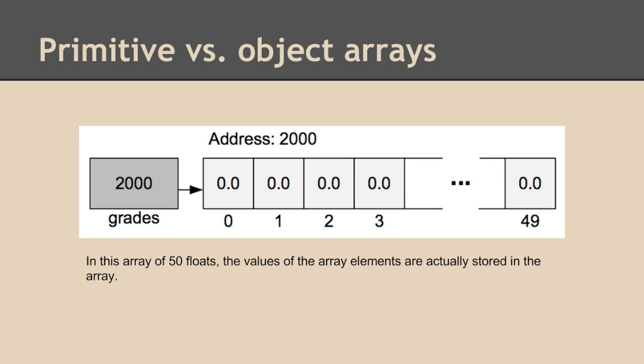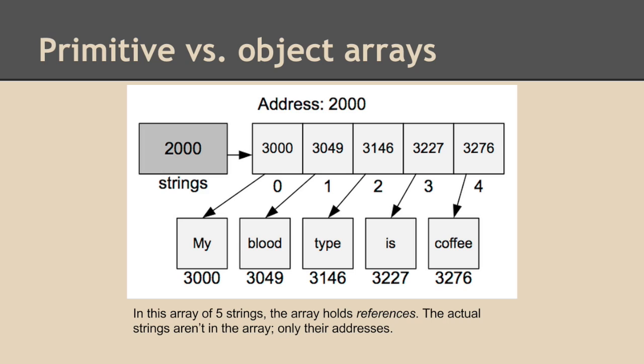Here's a picture of a primitive array. This is an array of 50 floats named grades, so this is one of the figures from the text. And all the values are stored directly in the array. So there's 50 slots, 50 floats. They're actually stored in the array. On the other hand, if I have an array of strings, like this array of 5 strings, the array actually holds references. So each of the items in the array is the address of some object in memory. The objects aren't really there in the array, just their addresses are.